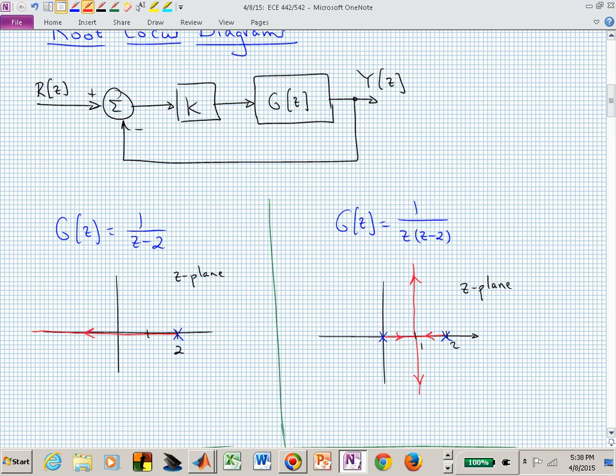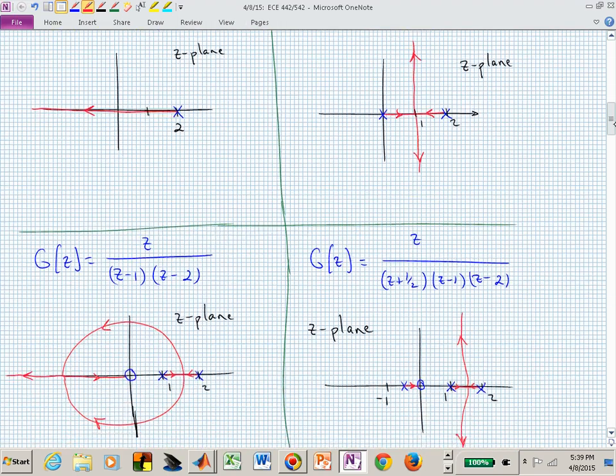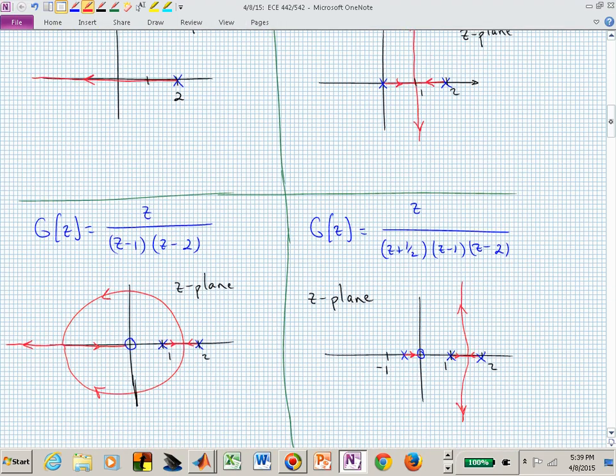These are the kinds of ideas and concepts I want you to start thinking about, and I wanted to sort of show all of these on the same screen. Now in the lower left-hand corner, we have a different g of z. We have a 0 right at the origin, and that's indicated by an open circle. All our finite zeros are open circles. We have 2 poles, one at 1, one at 2, and now we have a different configuration of this root locus diagram.